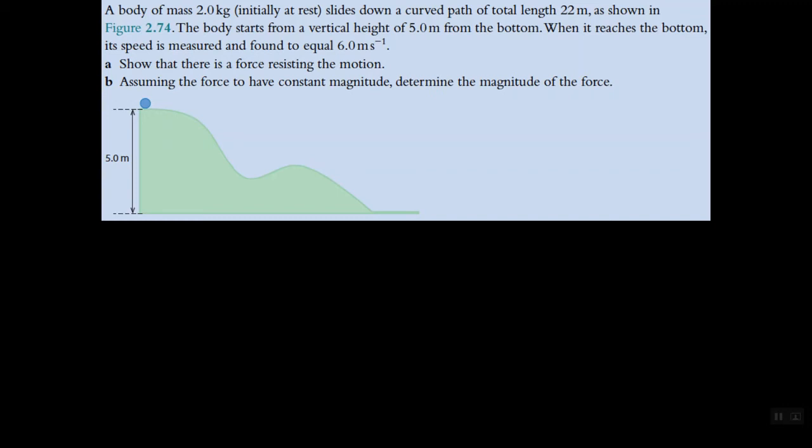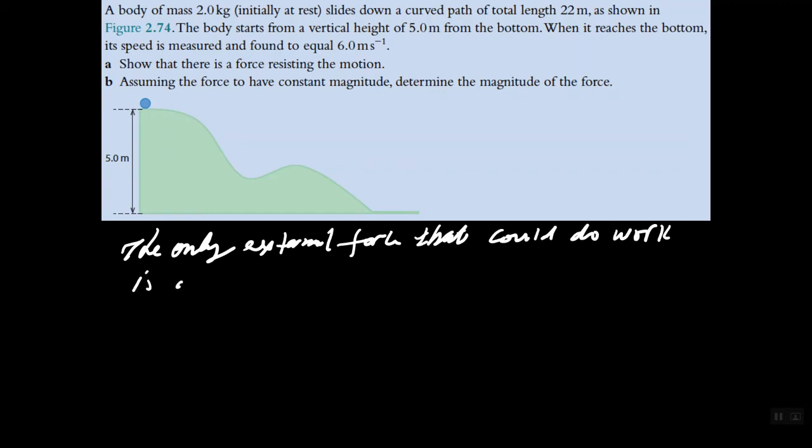The only external force that could do work is a frictional force. So we need to find the initial total energy and the final total energy and find the difference. If they are the same, no work is done by the friction. If there's a difference, then there is work done by the friction. The only external force that could do work is frictional force, as we mentioned before. Initially, it has only gravitational potential energy. Finally, it has only kinetic energy.